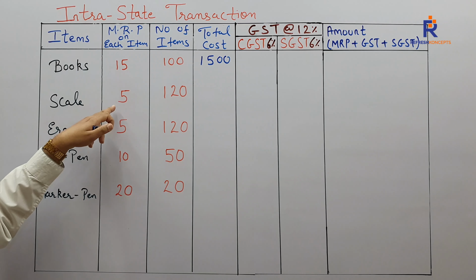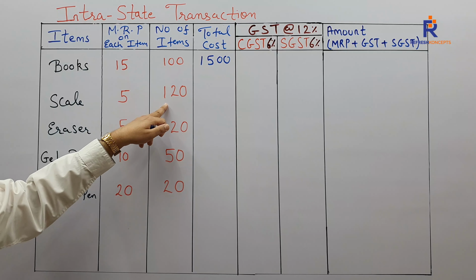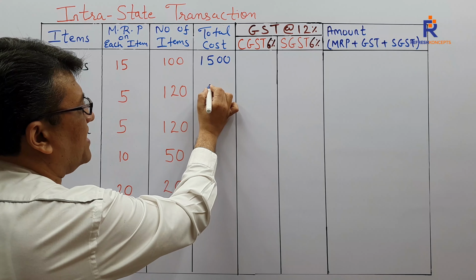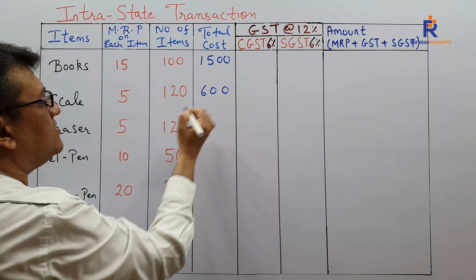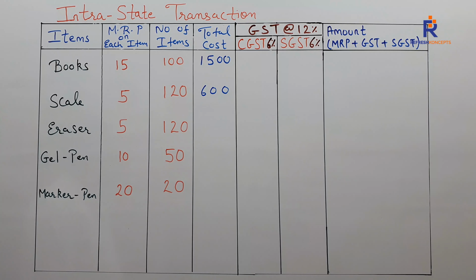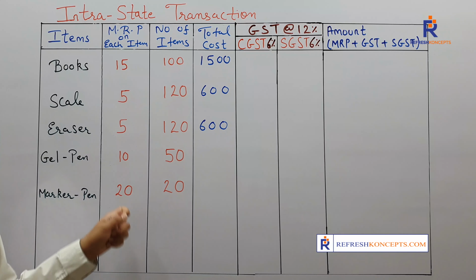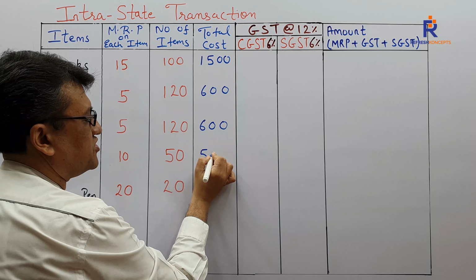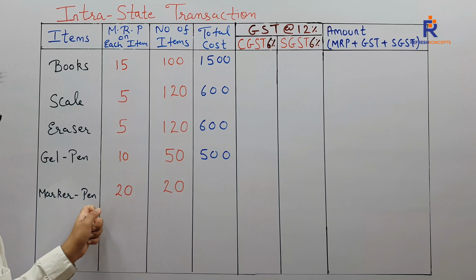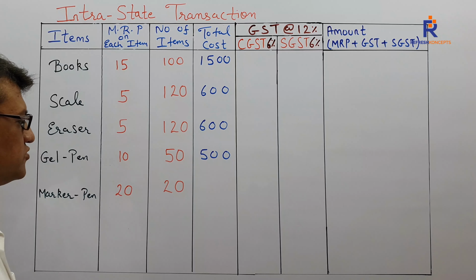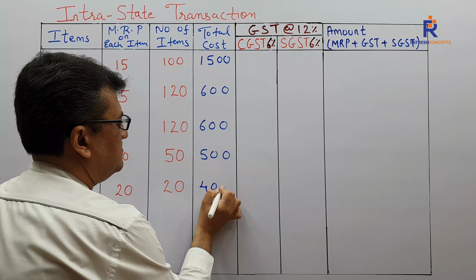Scale, MRP on a scale is rupees 5. 120 is the number of items, so 120 scales we have. 120 into 5, 600. Again, eraser. Price of each eraser 5, 120 number, multiply, 600 is the total cost. Gel pen, MRP being 10, number of items 50, total cost 500, sorry, 50 into 10. Likewise, marker pen, MRP each being 20, number of items 20, 20 into 20, 400.